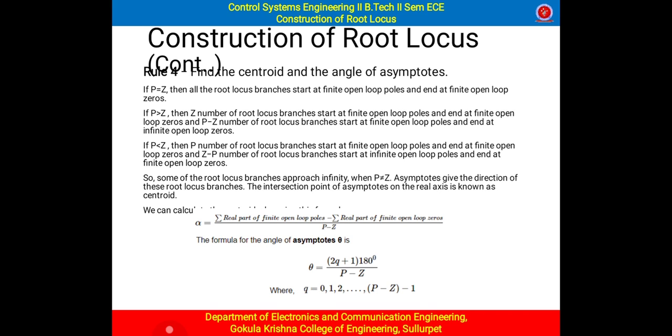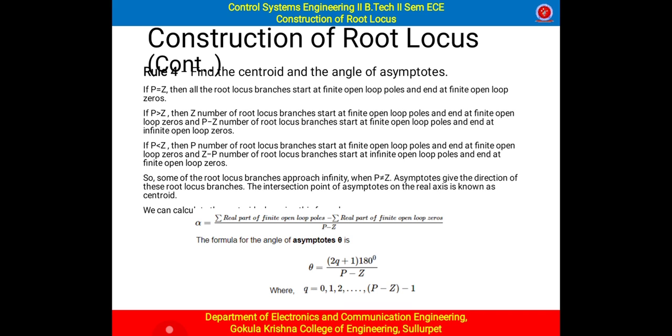And what happens to the other branch? It should go to infinity. Similarly, when we have 3 poles and 4 zeros, what should happen? 3 branches will start from these 3 poles and reach 3 of the 4 zeros. But what about the other zero? The other zero will have a branch coming from infinity.